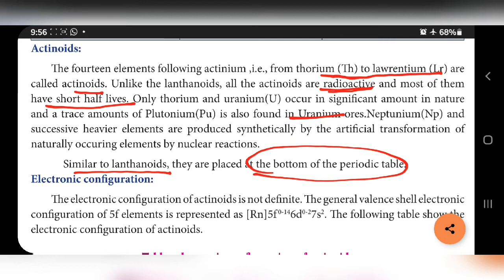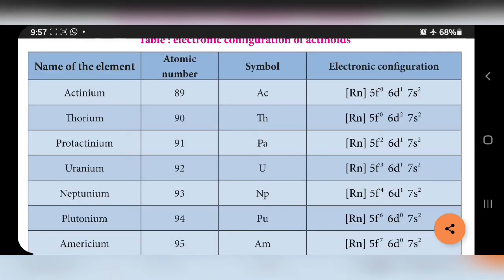Next topic, electronic configuration. The electronic configuration of actinoids is not definite. The general valence electronic configuration of 5f elements is represented as radon 5f 0 to 14, 6d 0 to 2, 7s2. This is the general electronic configuration. See this table, where the electronic configurations of actinoids are given. Here the electron is added to the 5f subshell.